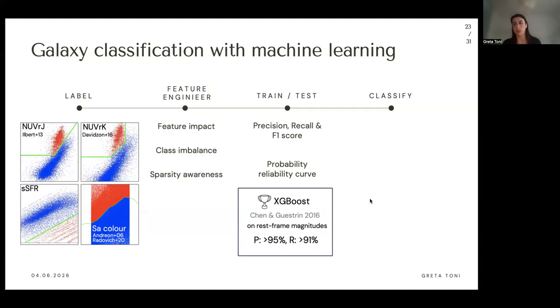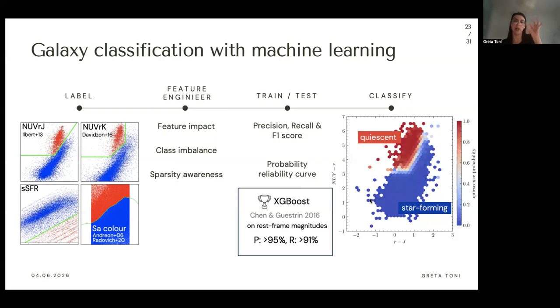I tested their performance with standard metrics, so precision, recall, F1 score, basically the equivalent of purity and completeness. But I also considered the reliability of the probability, which is exactly what we are interested in, the probability of a galaxy being quiescent, for example. And the winner was XGBoost, which is a very popular algorithm, a gradient boosting decision tree, which we trained on available rest frame magnitudes, achieving over 95% of purity and 91% of completeness. So this model was then applied to our galaxy sample, and therefore each galaxy in our sample has a probability of being quiescent, and the complementary, of course, of being star-forming.